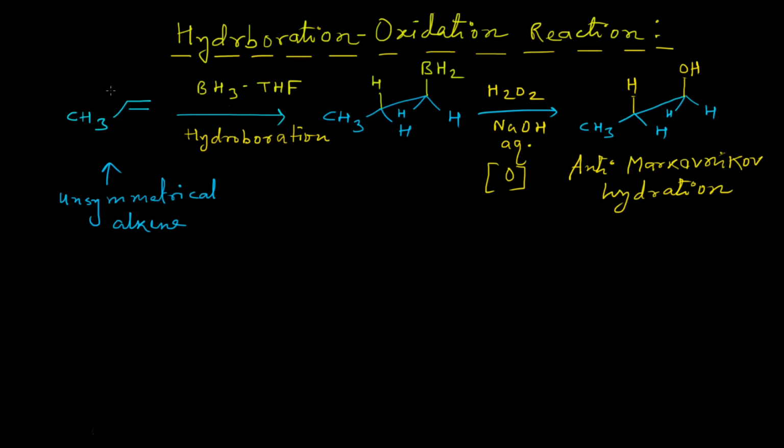Hello guys, in this video we are going to discuss the hydroboration oxidation reaction. This reaction provides us a very efficient way to perform a hydration reaction on an unsymmetrical alkene, and the reaction follows an anti-Markovnikov addition pathway. So here I have provided a typical example by choosing propene as the alkene molecule.